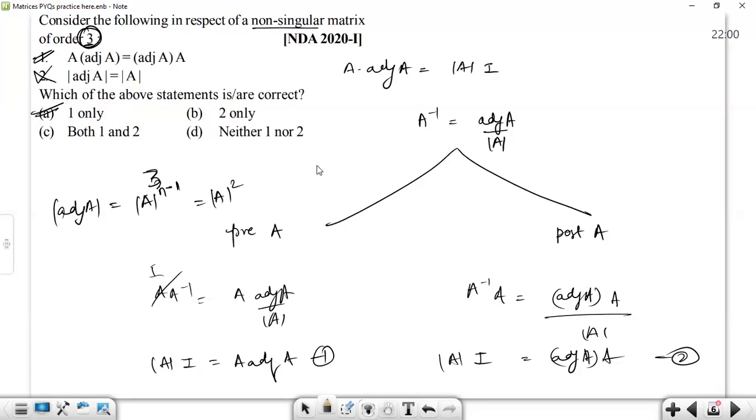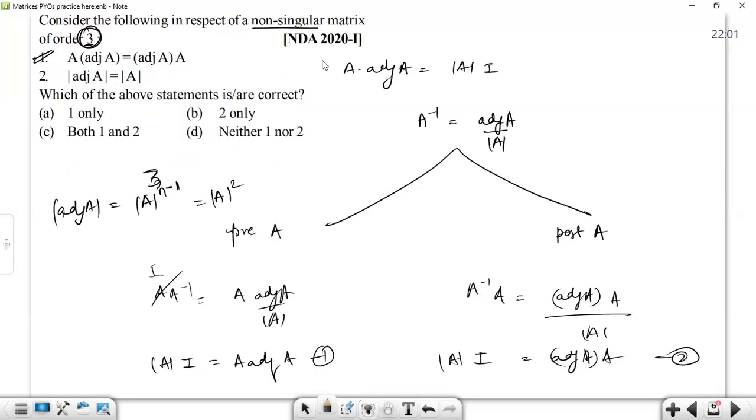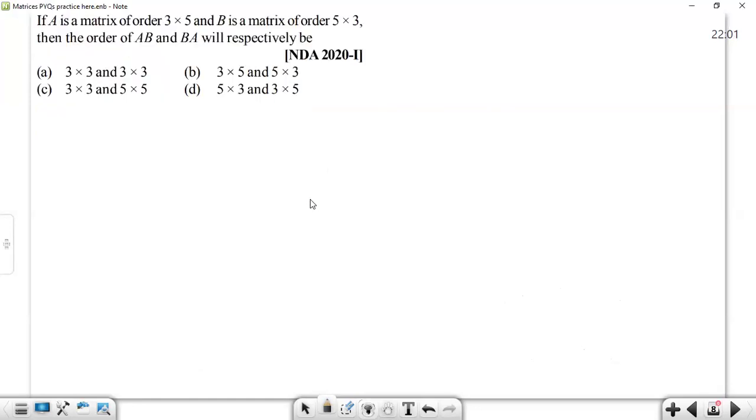So 1A is the correct option. Any doubts, anyone? No, sir. Okay.